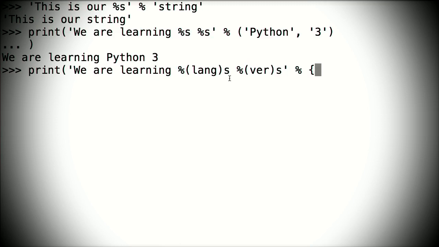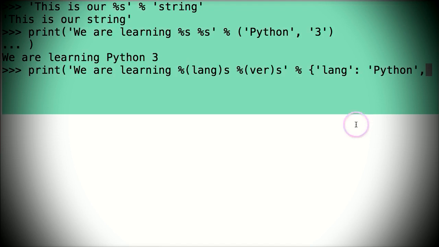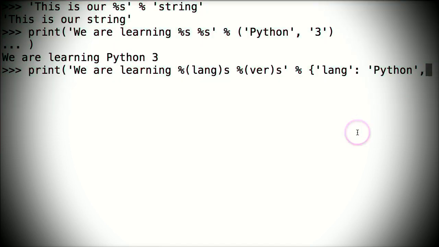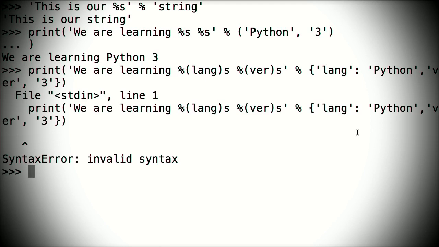Then we call our operator, and this time we're going to put it in the dictionary. So we got lang here, so the first one we want to do is lang, then colon, and we're going to say Python, alright, and then comma, and then our next one is going to be, hold on, I gotta move this over because it's going to go off the screen. Our next one is going to be version, so ver, and then we'll do this 3, close out our curly brackets, close out our print statement, hit return, and I did something wrong.